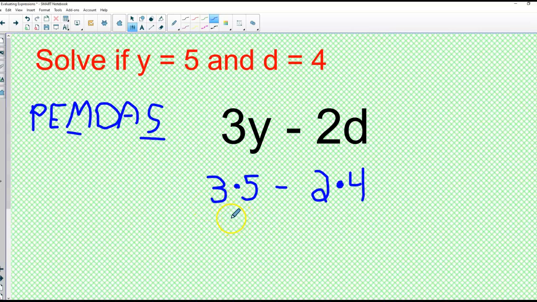So 3 times 5 is 15. And then 2 times 4 would be 8. So the only thing left now is subtraction. And 15 minus 8 comes to 7.